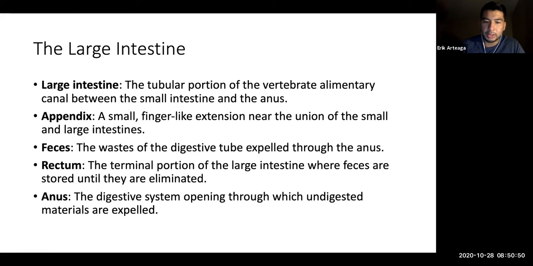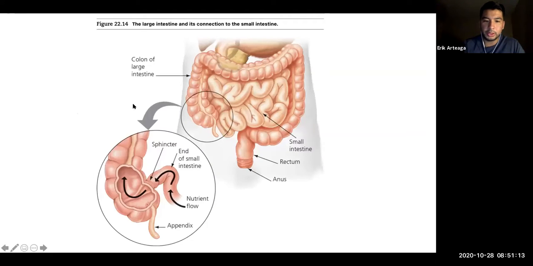Okay. The appendix is a small finger-like extension near the union of the small intestine and large intestine. Feces is a waste of the digestive tube expelled through the anus. Rectum, the terminal portion of the large intestine where feces are stored until they are eliminated. And anus is the digestive system opening through which undigested materials are expelled. Okay, so be able to identify and define these.